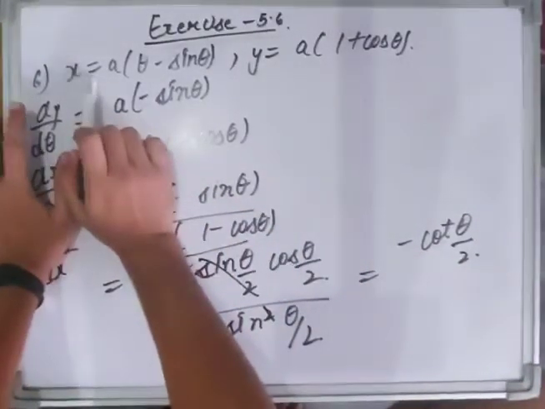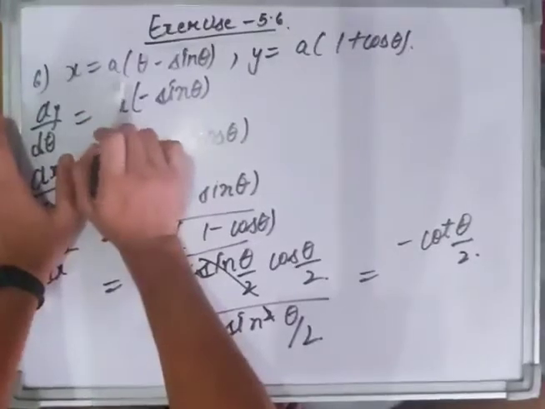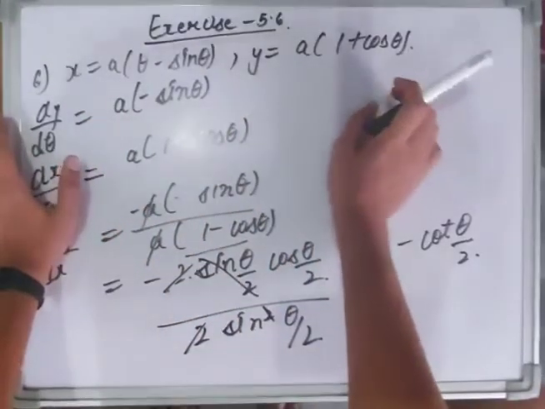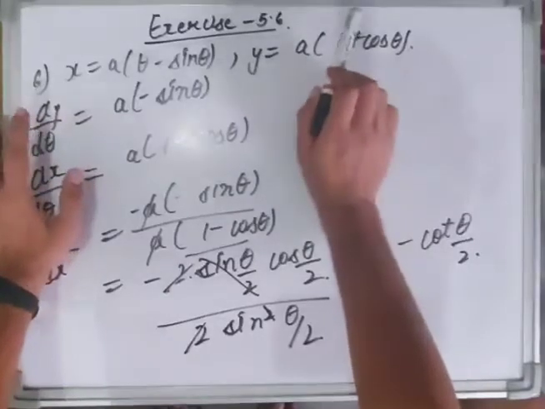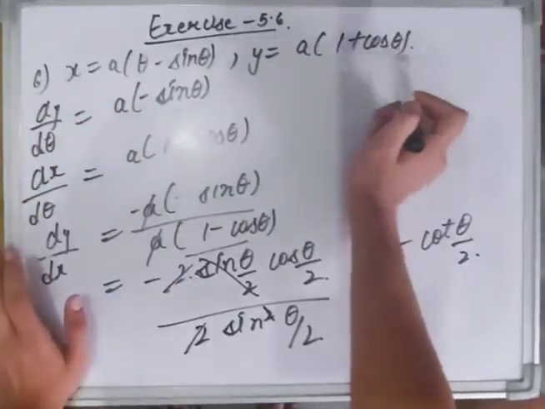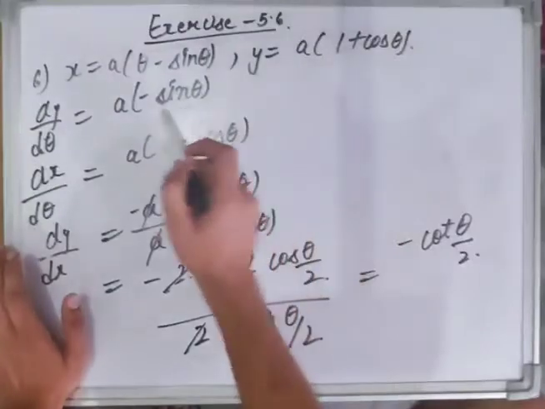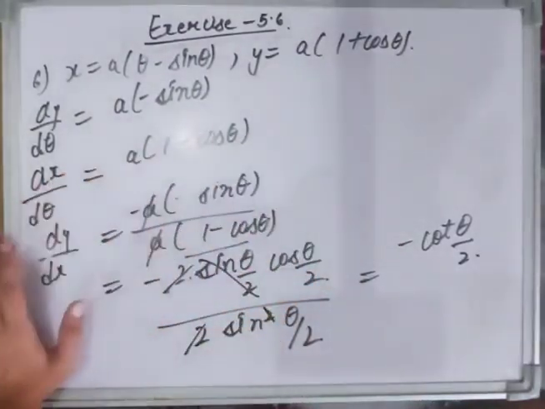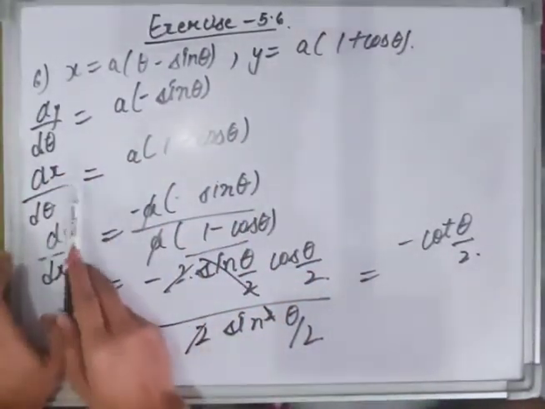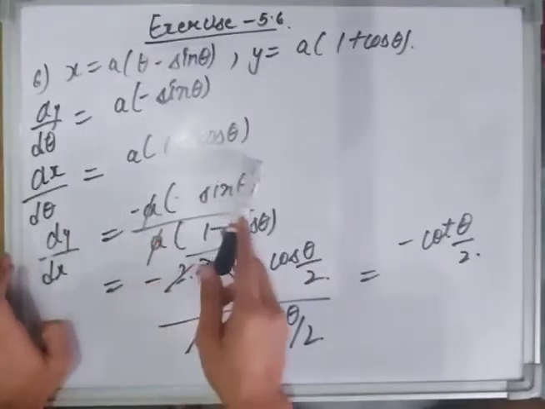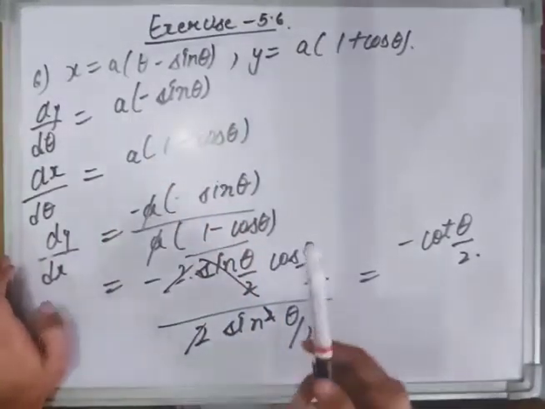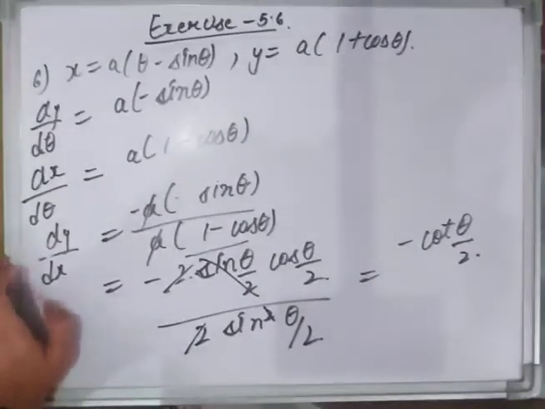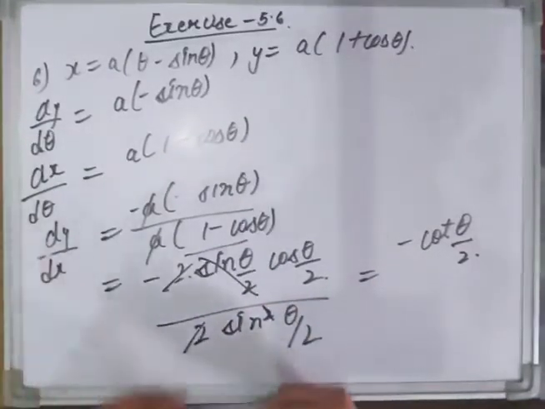x equals a(theta minus sin theta), and y equals a(1 plus cos theta). Differentiating y, we have a times minus sin theta, as the derivative of cos theta is minus sin theta, and a as it is because it was a constant. And the derivative of x was a(1 minus cos theta), because here we have theta, and the derivative of theta is 1.